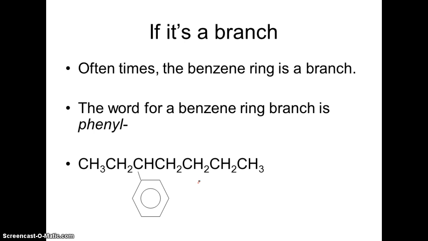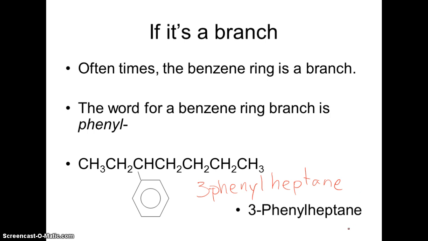So that would make this 3-phenylheptane. It's a lot easier to use that phenyl as a branch name than to try to have a branch name that includes 7 carbons where the branch is attached to carbon number 3. So 3-phenyl, phenyl is our benzene, stuck as a branch. 3 tells me which carbon it's stuck on in the chain of heptane. I guess I wrote it there so I didn't have to write it out. Well, too bad for you, you got both.